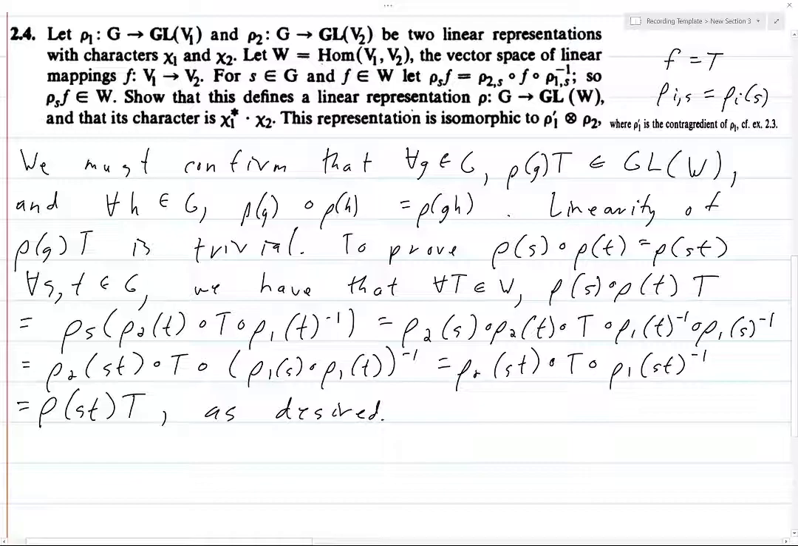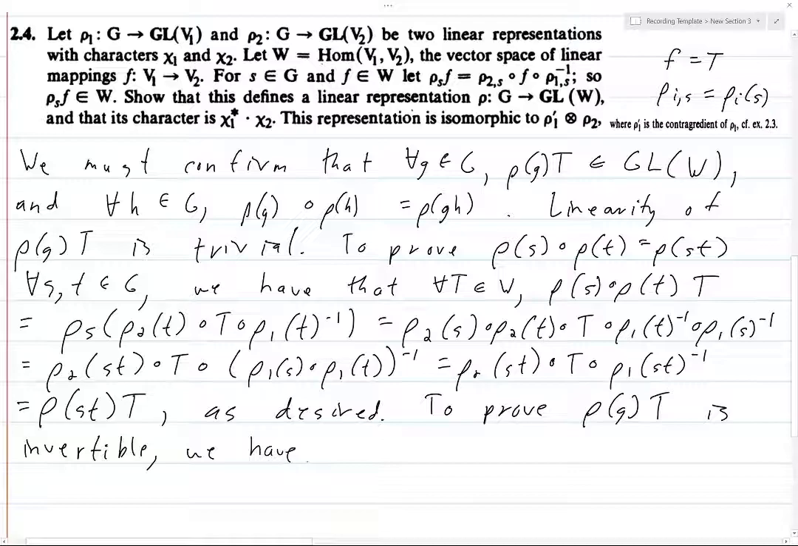And the last thing we need is to prove that this linear map is bijective, which we can do by proving that it's invertible. So to prove that rho g of T is invertible, how do we do this? Oh, did I do this wrong? No. We want rho of g to give us an invertible function. So this is an invertible function from W to W. And so the linearity is proven.